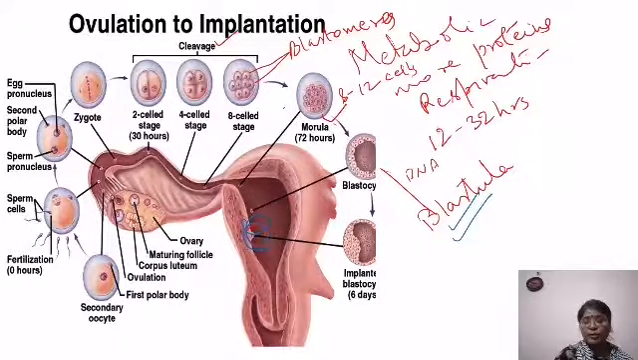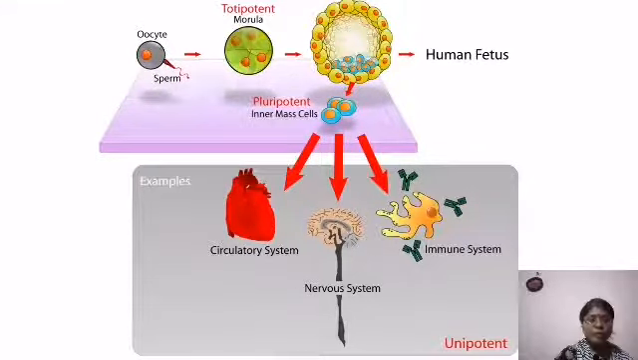Now let's look at this diagram more clearly. This is your oocyte. By the fusion of the sperm, it has formed a zygote, and then it has divided into the morula, which is around the 8 to 16 cell stage. Further, this is your blastula, which consists of an outer layer of cells. What do we call these cells? We call them trophoblast cells.